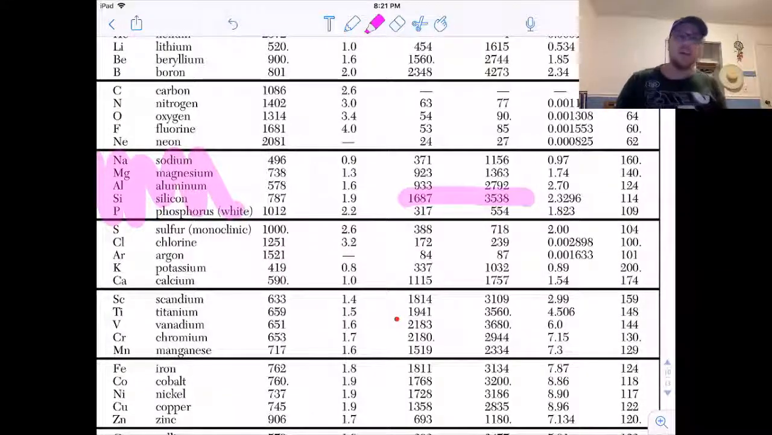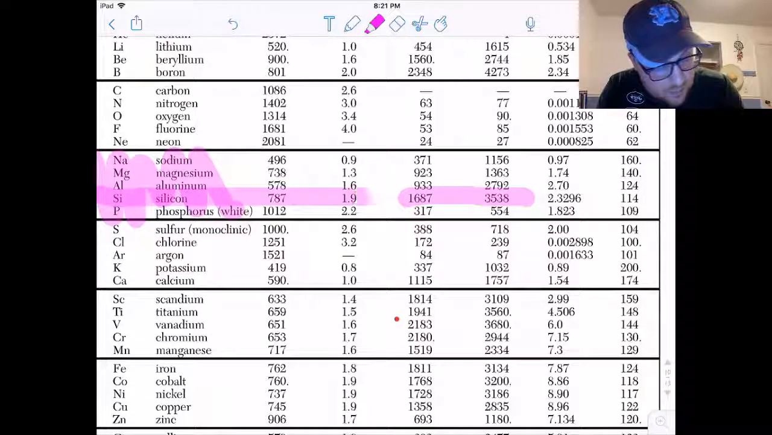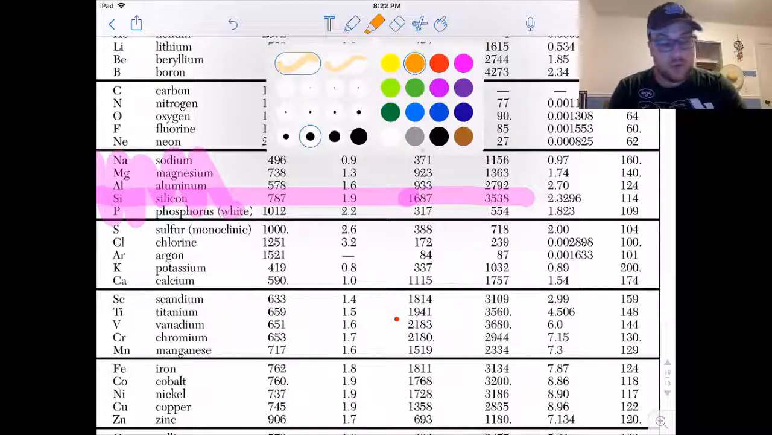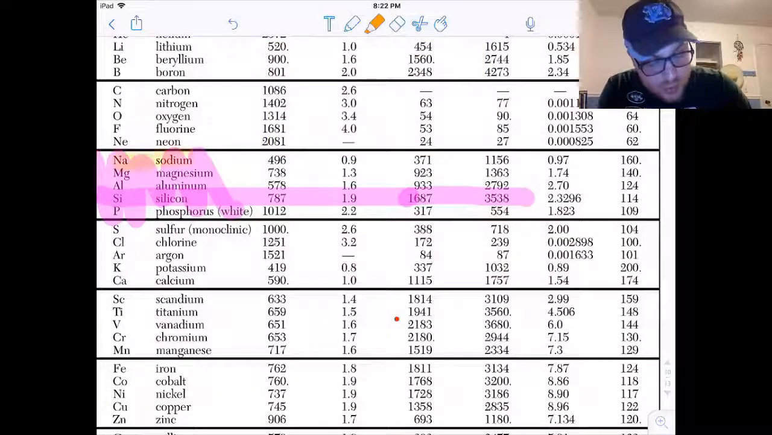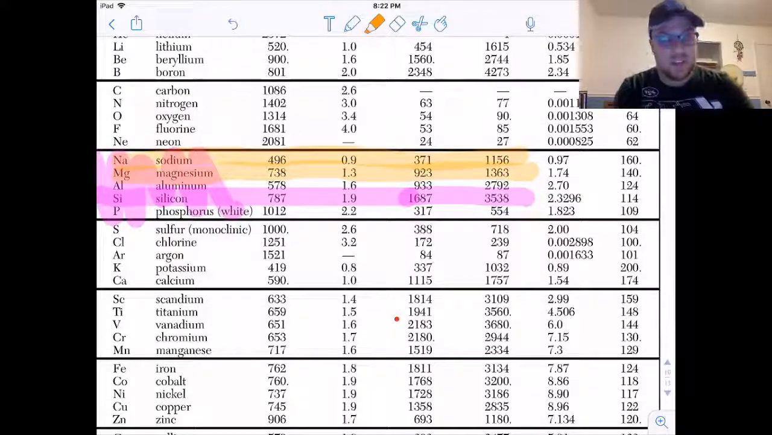Sodium melts at high temperatures. Magnesium boils at high temperatures. But silicon is really going. Like, it is really strong. 1687 Kelvin, that's a very, very high melting point. And 3500 Kelvin boiling point, that's hot. That is hot. They might throw you one about Table H.